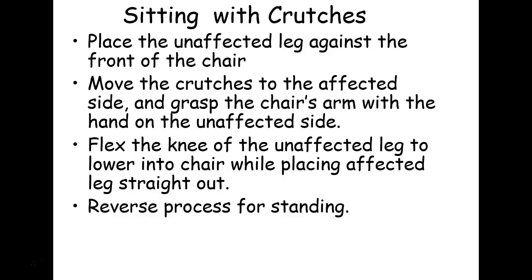When they sit down with crutches, again, place their unaffected leg against the front of the chair, move the crutches to their affected side, grasp the chair's arms. They always need to reach back and feel the chair. Grasp the chair's arm with the hand on the unaffected side, flex their knees, bring their affected leg straight out, and sit down. And then the process reverses to stand up.